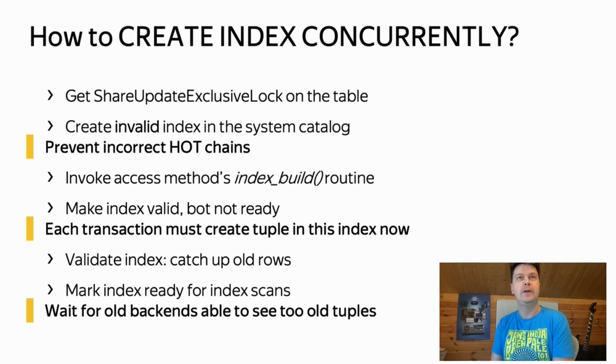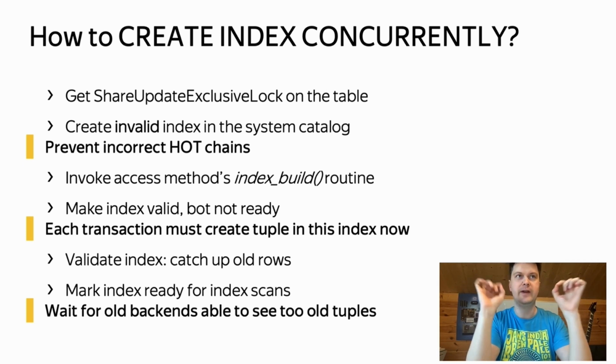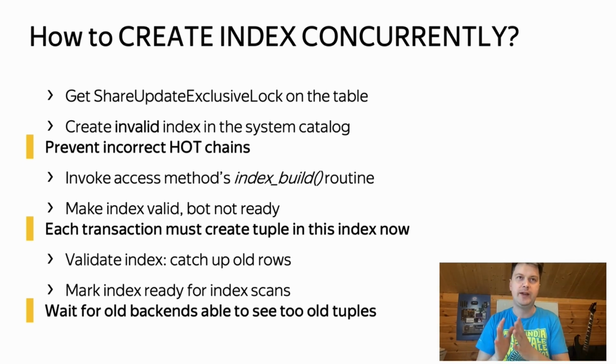So what's the algorithm for creating an index concurrently? We grab a ShareUpdateExclusive lock, preventing any vacuum from running within the database. Then we create a system catalog record for the index, to prevent creating HOT (heap-only tuple) update chains that contradict this new index. Then we invoke the access method's index build routine, and we make the index valid but not ready for usage.